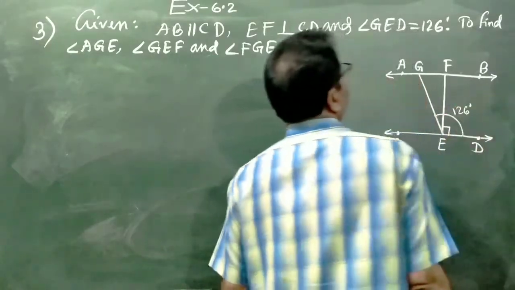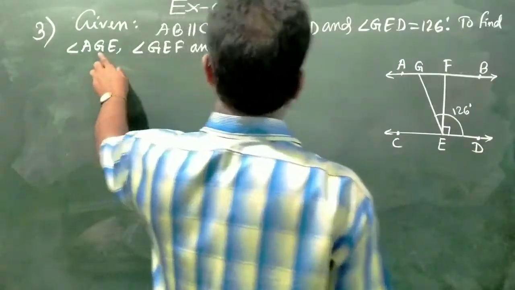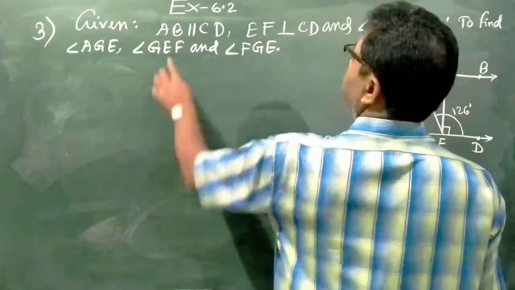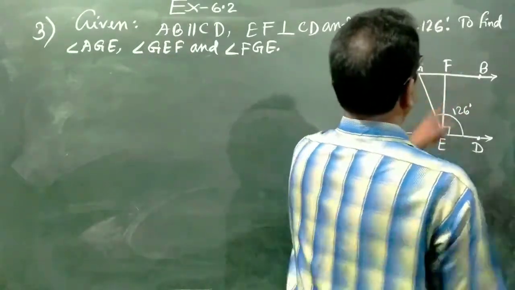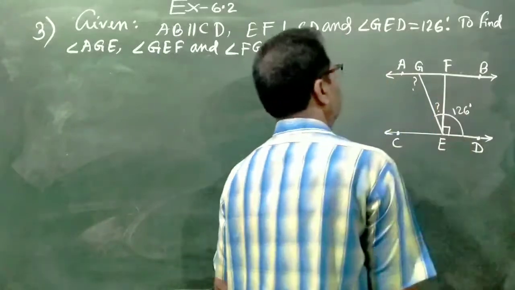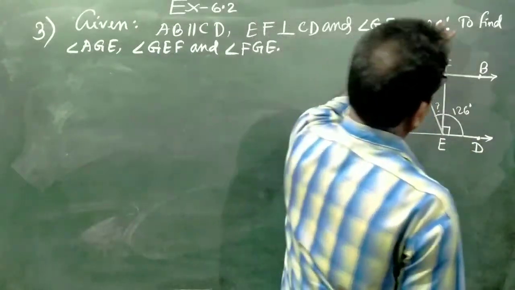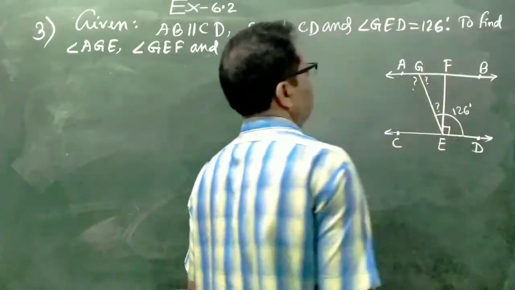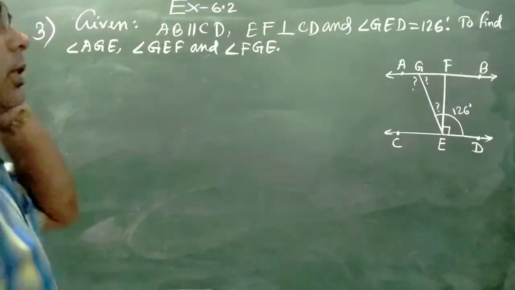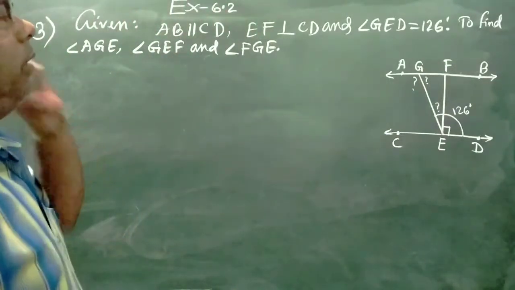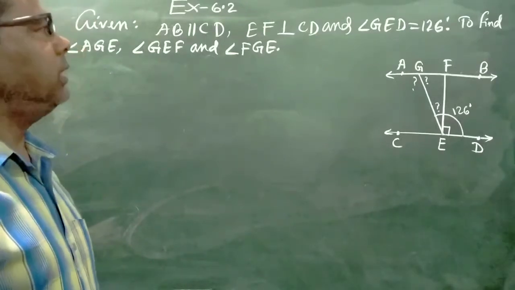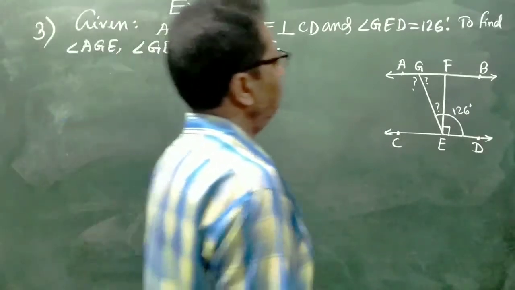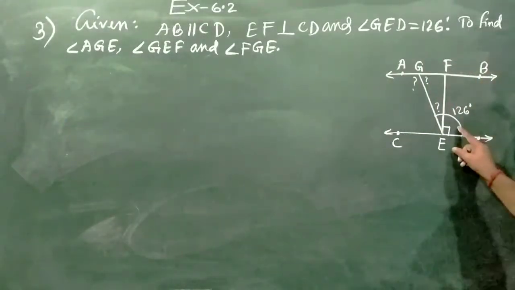And to find AGE, this angle to find out, GEF, this inner angle, and FGE, this is also asked. So these three questions are asked here. So here we are putting the question mark. Seeing that question mark, we will understand that these are the things that we have to take out. So we can start from here.